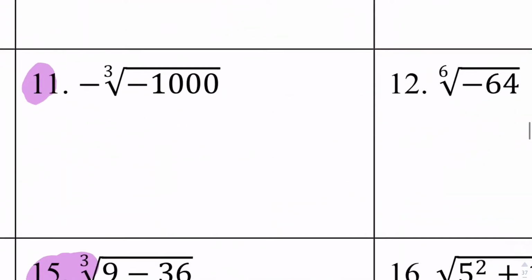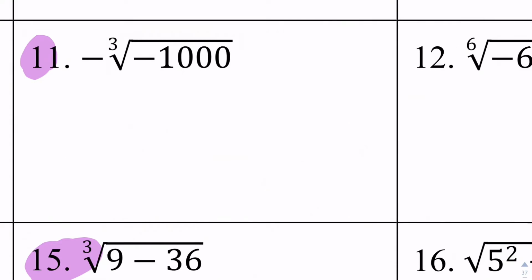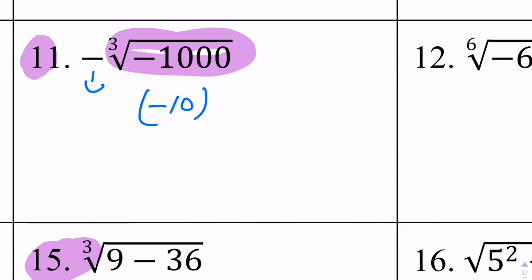Skip all the way ahead to number 11 here. We've got the cube root, and I want to focus first on what's inside here. The cube root of a negative 1,000, that's negative 10. And then we bring this guy down, so now we have a double negative leading to a positive 10.